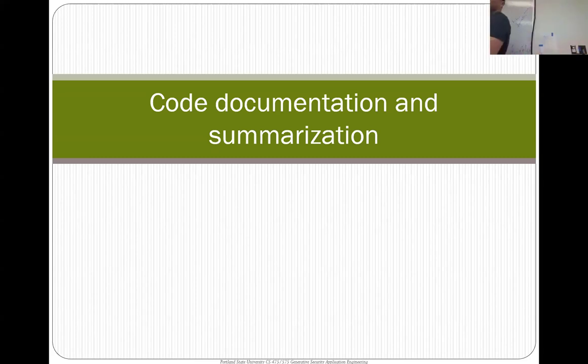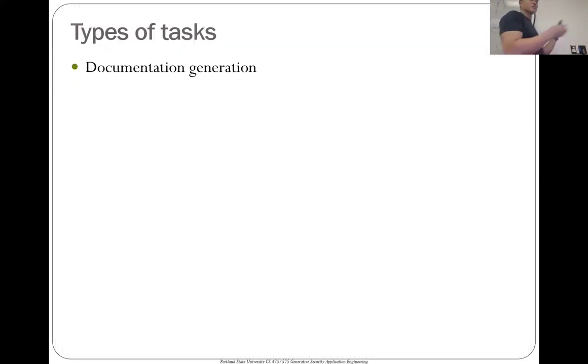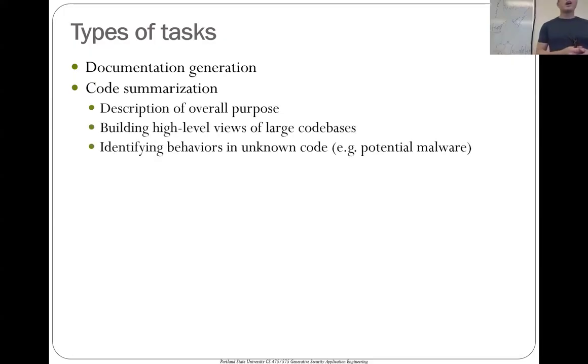So the types of tasks we're going to look at, and this is not really that security related, but I just put it here because it's summarization. We're going to look at automated documentation generation. We're going to look at code summarization. We're going to have the LLM describe the overall purpose of the code it sees. We're going to have it look at large code base. Actually, maybe not the second one. That was the previous week. And then we're going to try and have it identify particular behaviors in code that it's been given to see whether or not it can identify potential malware.